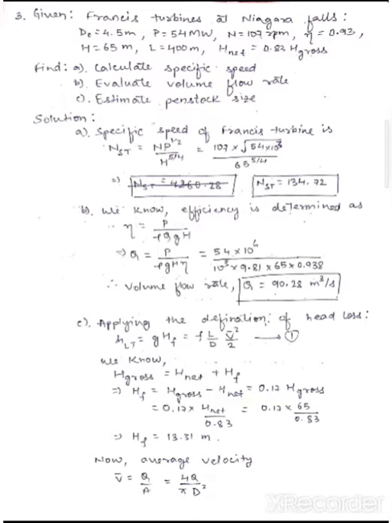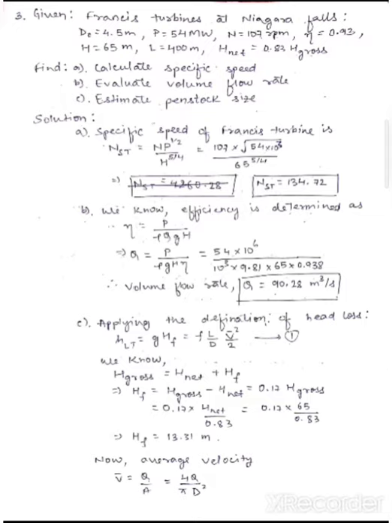Now in part B, we have to find out volume flow rate. So we will use hydraulic efficiency again here. Eta is equal to P by rho Q G H. So Q will be equal to P by rho G H eta. As we know all these values, we will be able to find out volume flow rate Q to be equal to 90.28 meter cube per second.